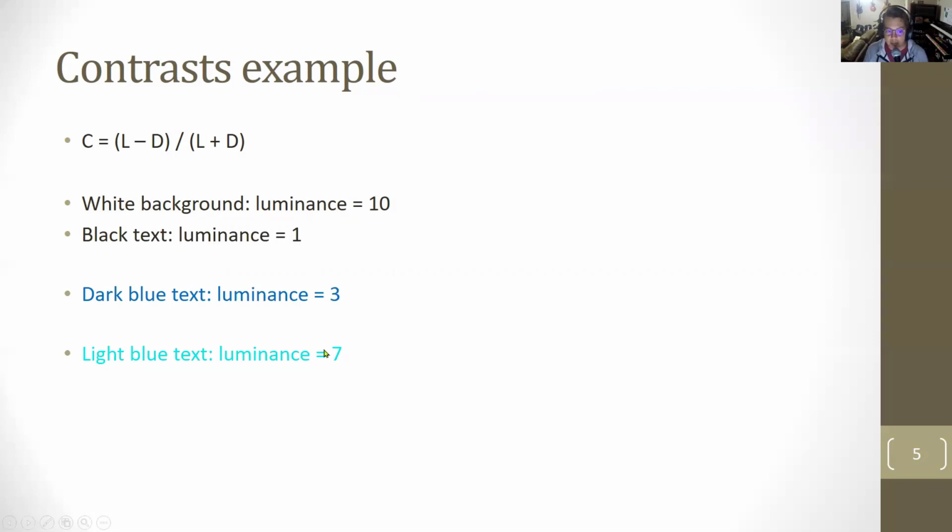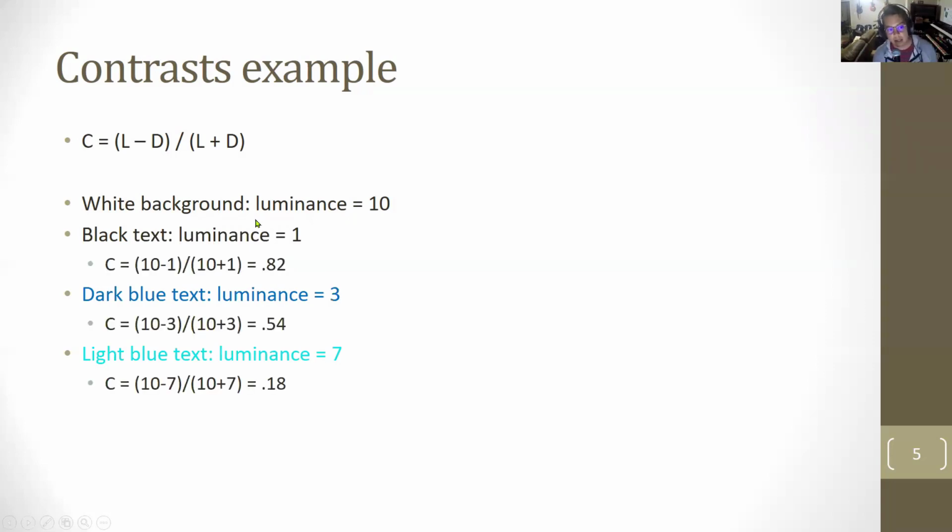So how do each of these calculate in terms of contrast against the white background? We plug them into these equations here. We see for black text about 0.82, for dark blue about 0.54, for light blue about 0.18. The larger this number, the clearer, the better for your visual system to process, especially if we're talking about text.